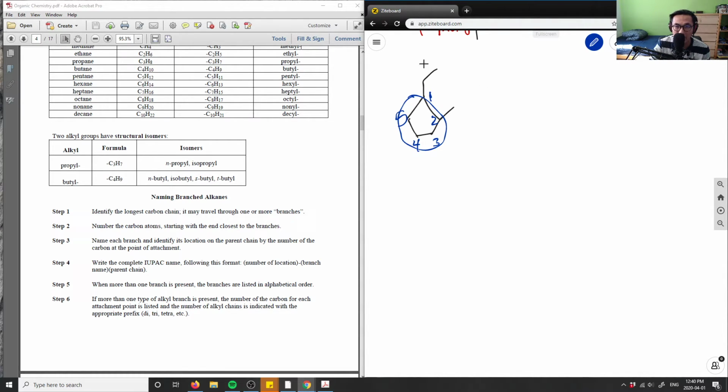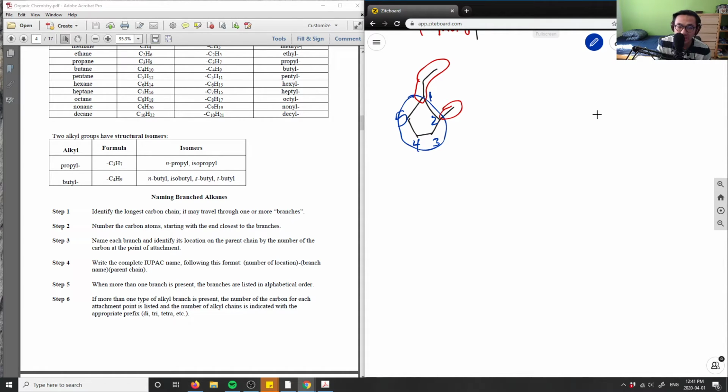I want to minimize the numbers for this group and this group. I want to place importance on those, right? So now we have 2 side chains in this case, right? If that was our main chain, we have a side chain here, and then a side chain here as well. So let's label first the main chain.